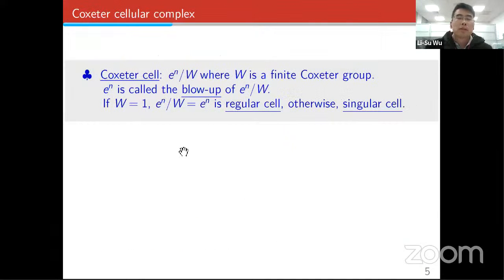Well, let's see our Coxeter cellular complex. In a Coxeter cellular complex, first, the cell here is called a Coxeter cell. Its local group is a finite Coxeter group, where En is called the blow-up of this Coxeter cell. If its local group is trivial, then we call this Coxeter cell regular. Otherwise, it is singular.